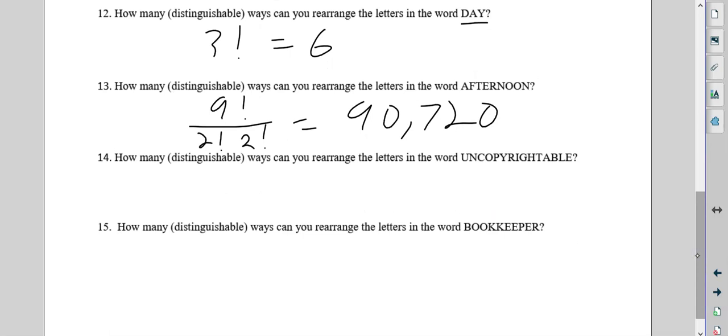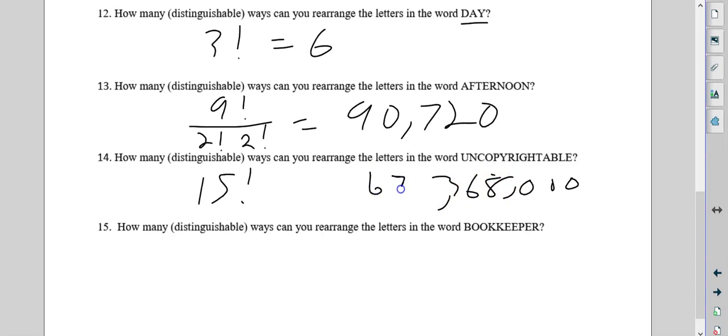What about the word uncopyrightable? Well, as crazy as that looks, there are no repeats in that word. So that is just a 15-letter word, 15 factorial, which is going to be huge. So I'm going to start here. 000, 368, 674, 307, and 1. So that's 1,307,674,368,000 different ways.